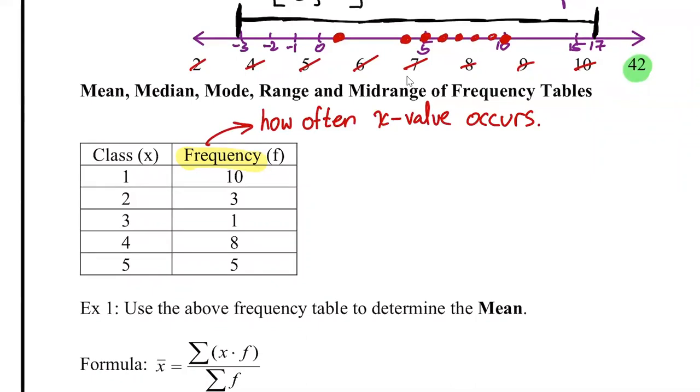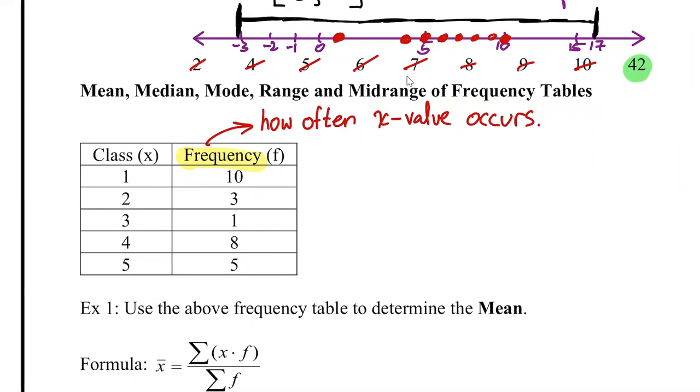So there's 2 ways to handle this. One, obviously a little bit more tedious. We could list out the number 1 10 times. So I could actually just say, take the 1 and write it 10 times. Take the 2, write it 3 times. Take the 3, only write it once. The 4 goes 8 times, and the 5 goes 5 times. Add them all up and divide by however many numbers there are.